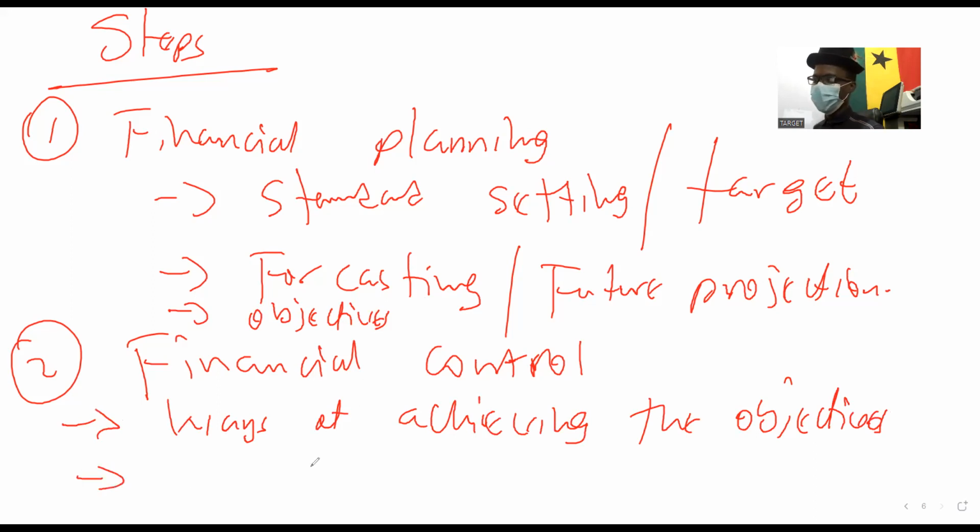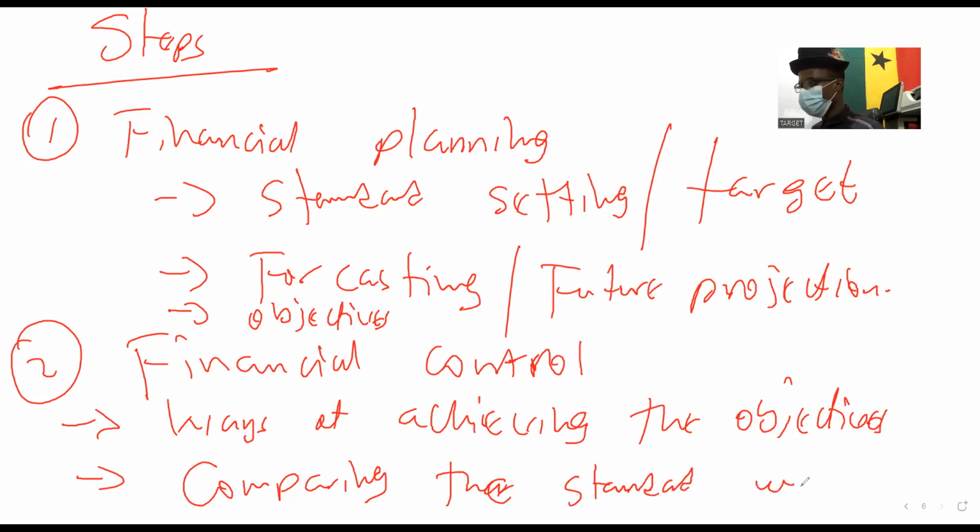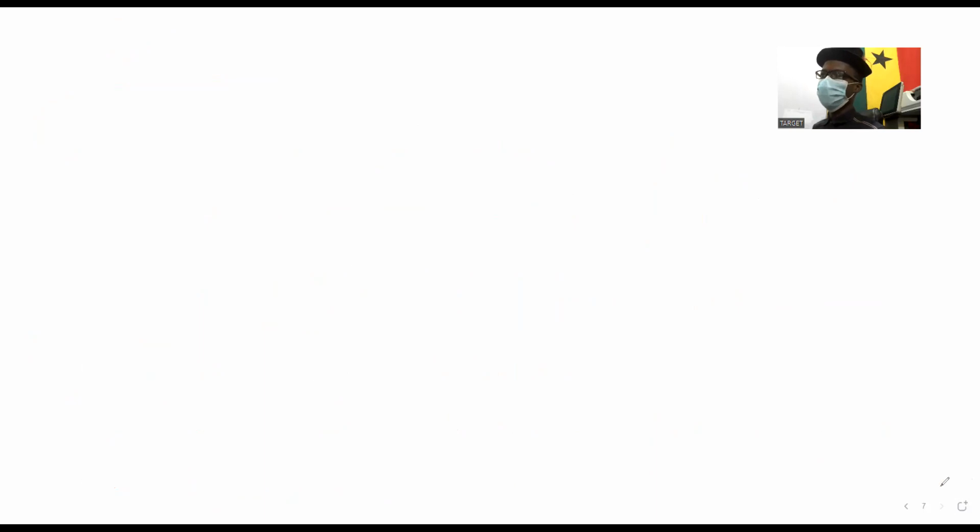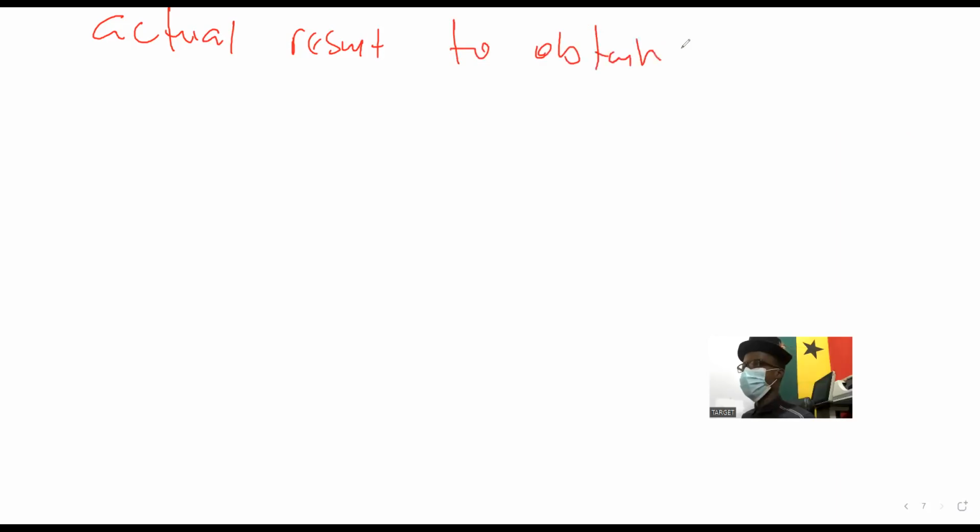So here, in the simplest case, you are going to compare the standard with the actual results. You obtain variances and you take corrective measures when necessary.